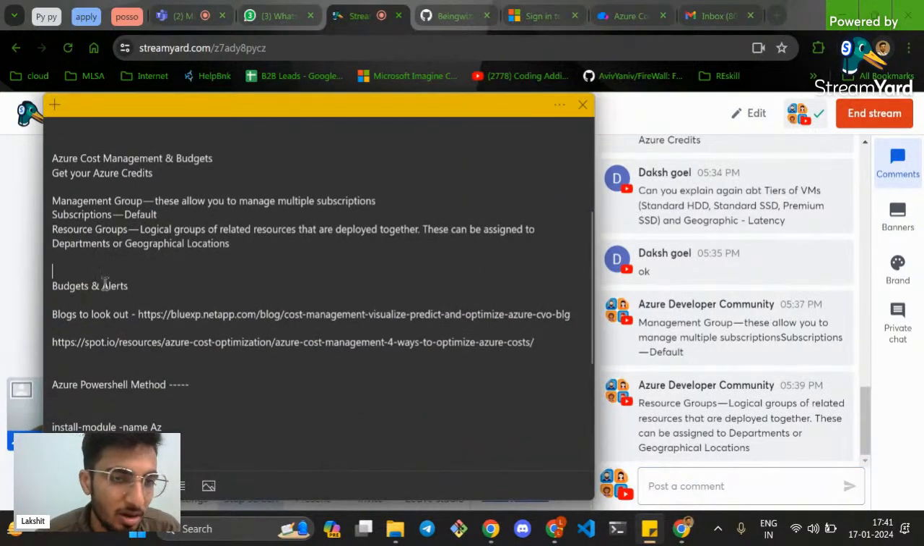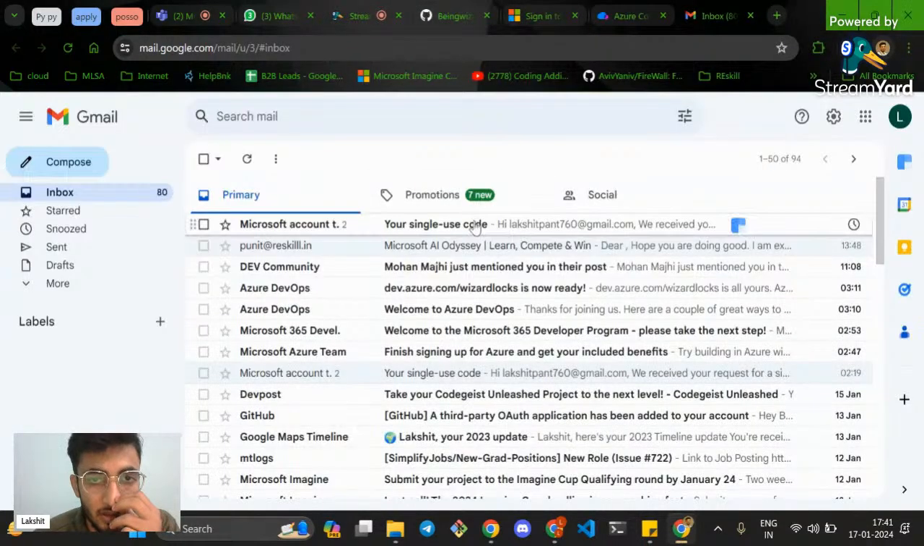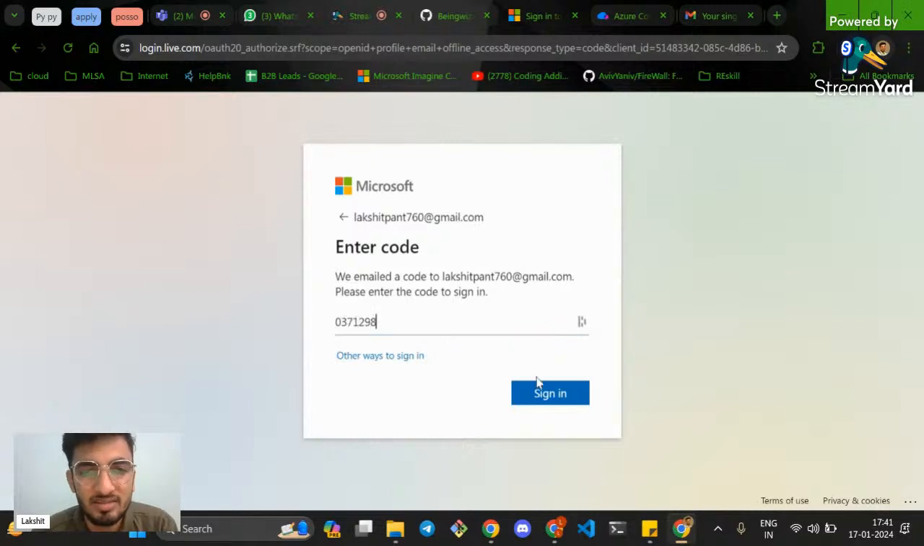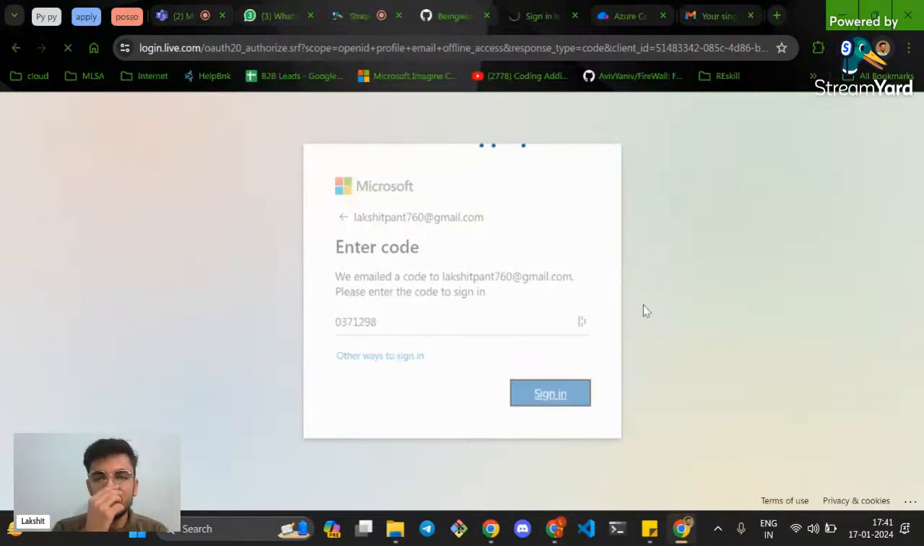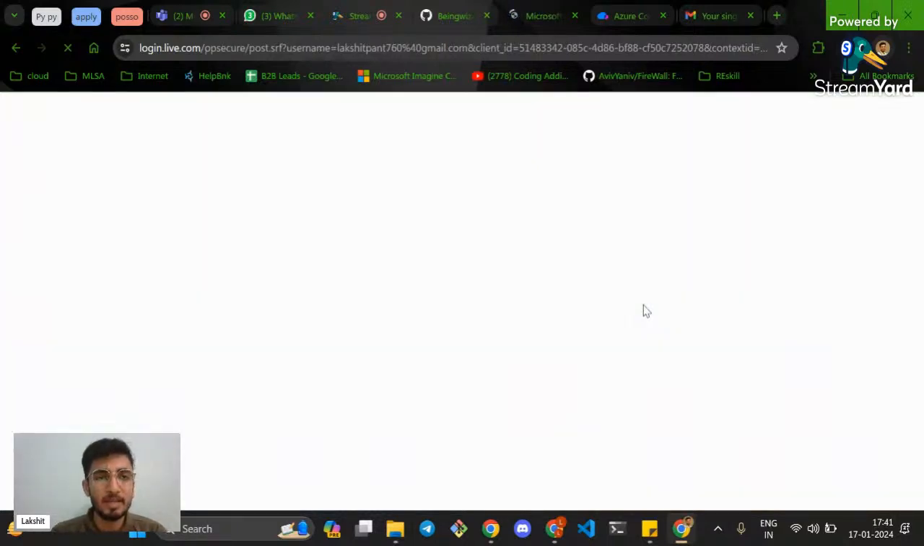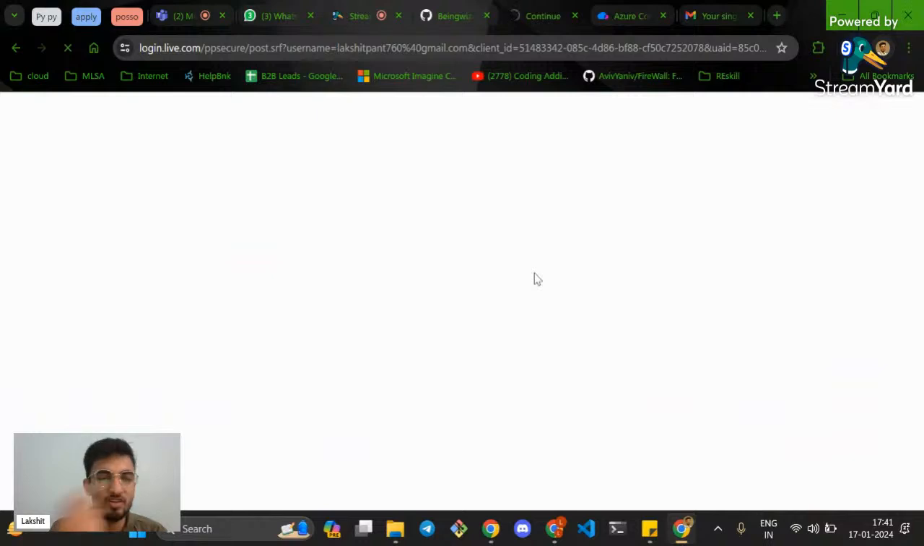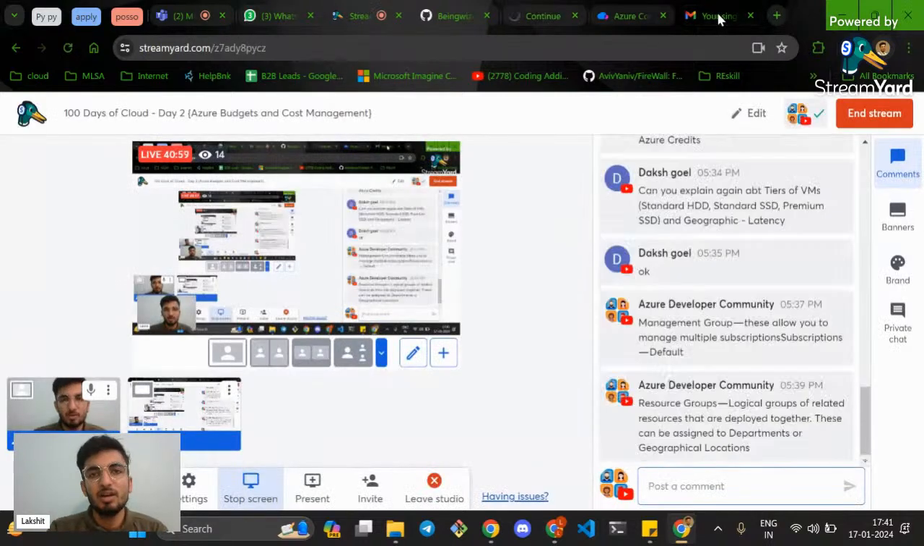Now there is something called budgets and alerts. Yeah, I got a code. Just give me a second. I want to set it up so that I can show you the demo. I don't know why, maybe the authenticator keeps logging me out. Maybe it's because it's opened on two different laptops. Otherwise, because I ran the entire job last night, it was working perfectly fine. The entire Azure was working fine. I'm working on a pay as you go subscription. Okay, perfect.